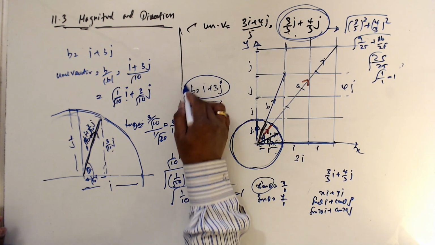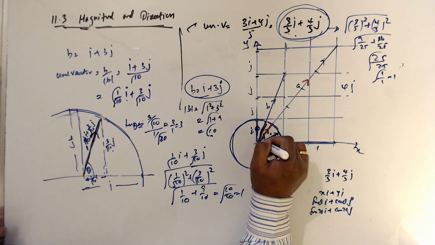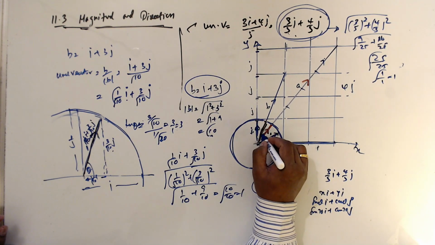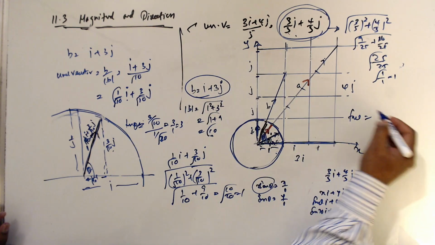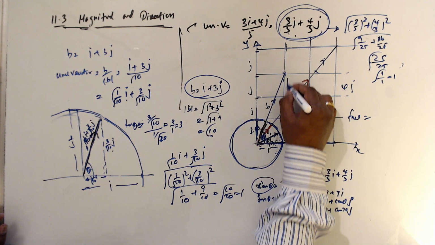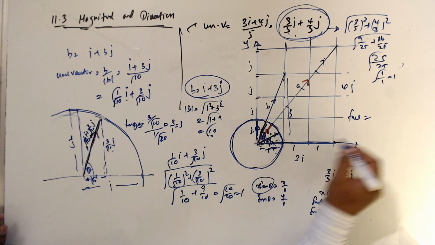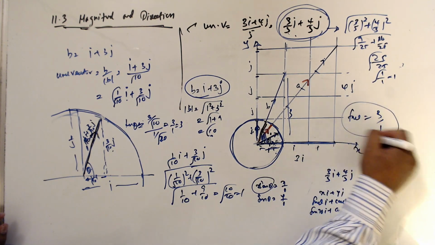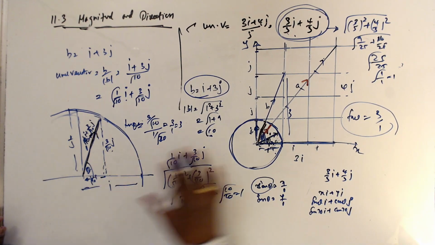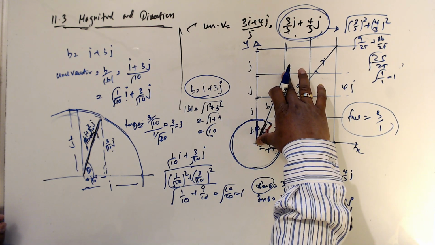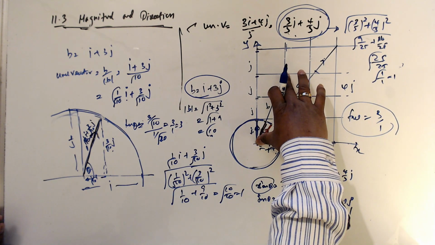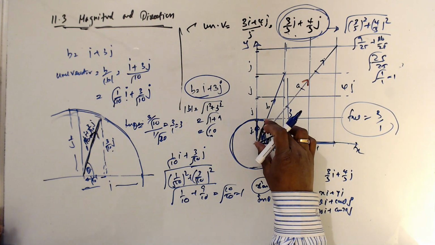How about here? This is the one I consider B. What is tan theta here? Tan theta means y divided by x. This side is 3 and this one is 1, so 3 over 1. So this is the bigger version, I mean the B vector, and this is the unit vector.